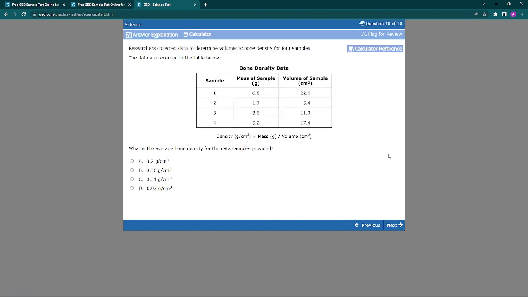But anyways, so 10 out of 10, this is question 10. Researchers collected data to determine volumetric bone density for 4 samples. The data are recorded in the table below.